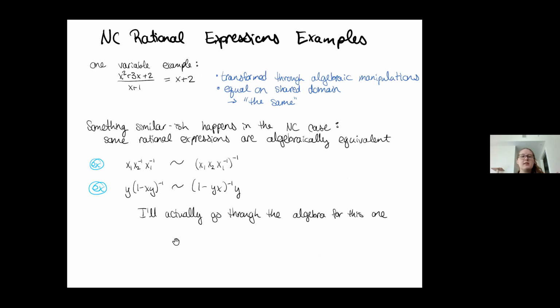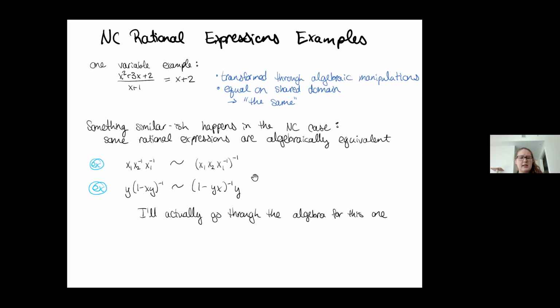So we can talk about something kind of similar in the non-commutative case. Let's look at some rational expressions and maybe they'll be algebraically equivalent. So this first one that I've written down here, you can actually test this. Remember how to invert matrices and actually do this inverse. It does come out the same. You change the order, you put the inverses on. That's worth writing down.